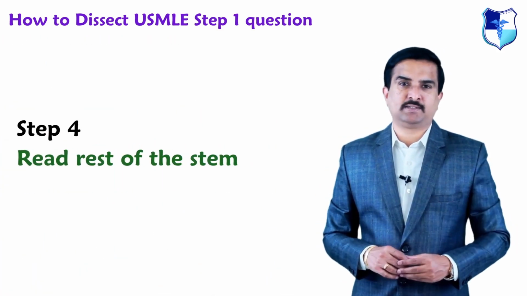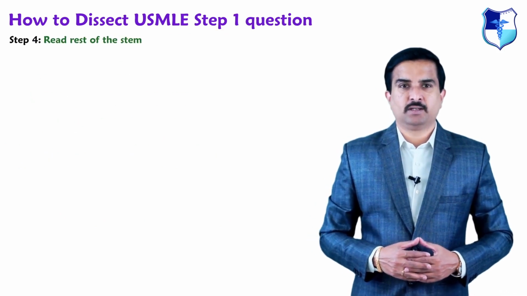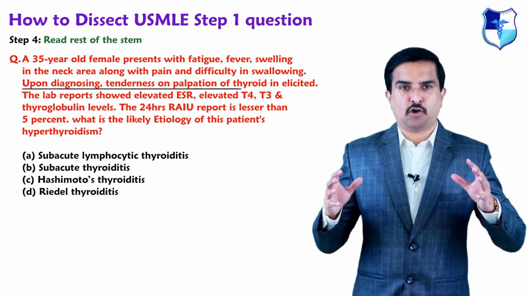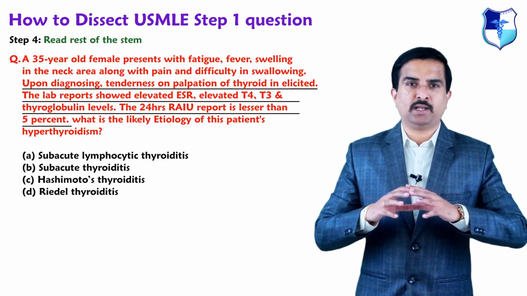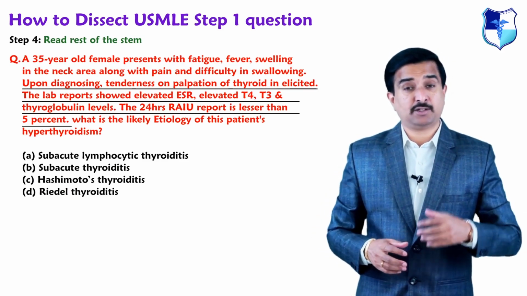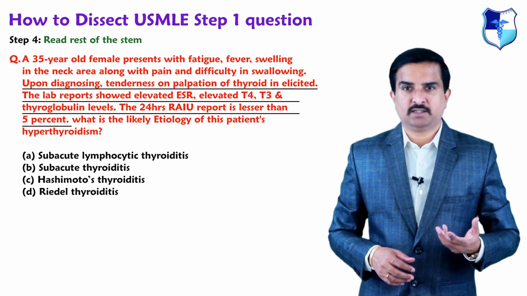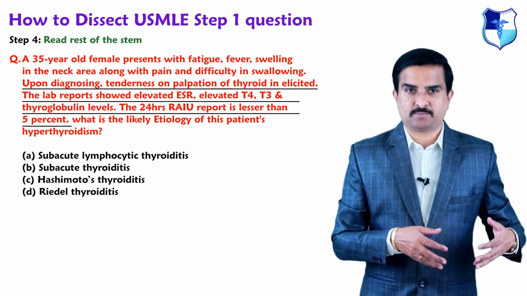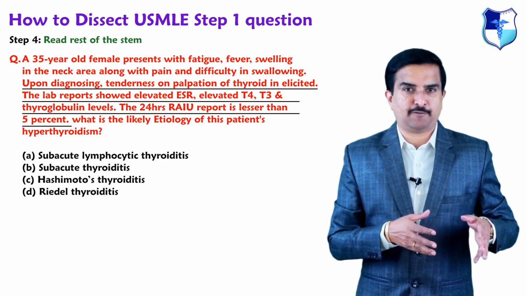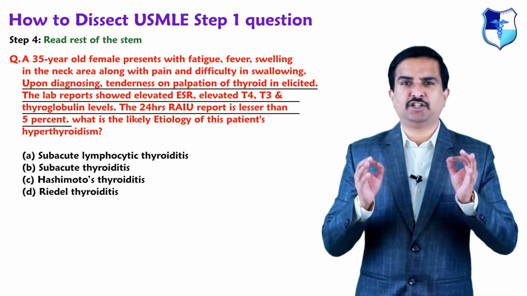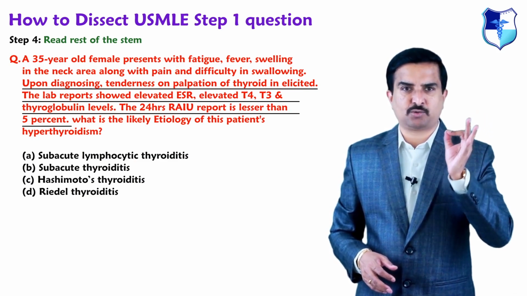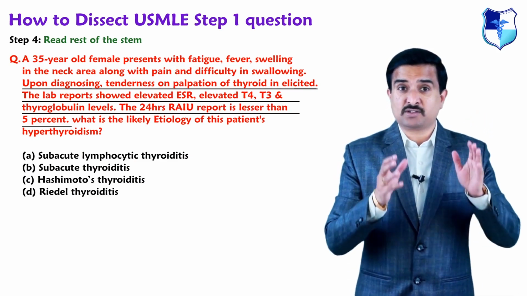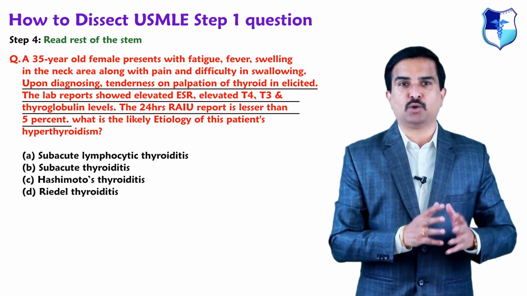Now coming to step number 4, read the rest of the stem in the given case. Read the whole story in the stem and ask yourself why they are saying this, and if you think it is fluff, say that. There is definitely an excess of information in every question. They try to distract you with extra information which is actually not needed for you to answer.